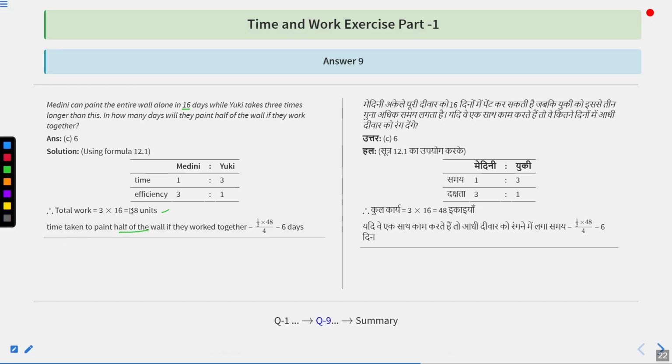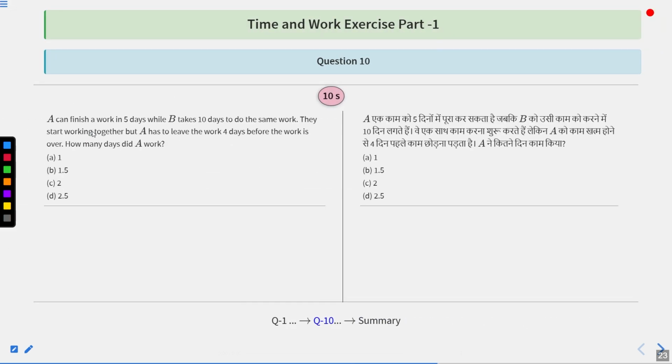So total work to be done was 48 units. But here we have been asked that if we have to paint only the half of the wall, that means half of 48 divided by the efficiencies of both, that is 3 plus 1, 4. That is going to be 6 days. That means Medini and Yuki both together work, and if they have to paint only half of the wall, they will take 6 days to do that. Option number C is the right answer.